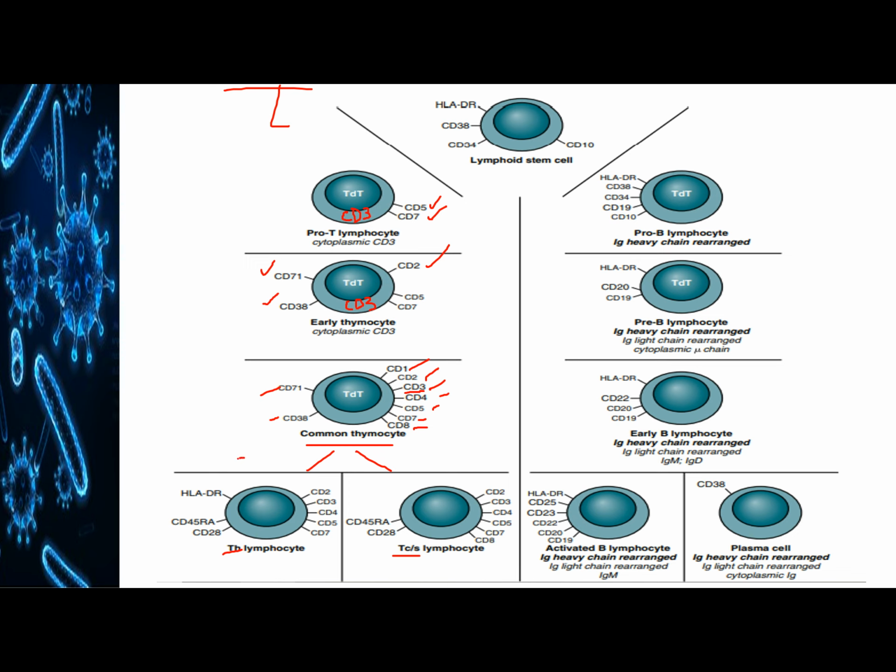Again, kapag T helper, class, CD4 positive. Walang CD8. So, tingnan natin. CD2, CD3, CD4, class. CD5, CD7. Walang CD8. While your HLA-DR, CD45RA, CD28. Pag naman cytotoxic or suppressor, class, CD2, CD3, CD4, CD5, CD7, CD8. So parehong may CD4, may CD8, class. CD45RA and CD5, CD28. Becoming T cytotoxic or T suppressor.